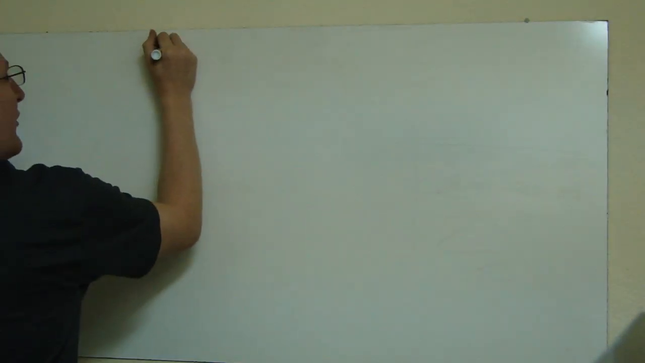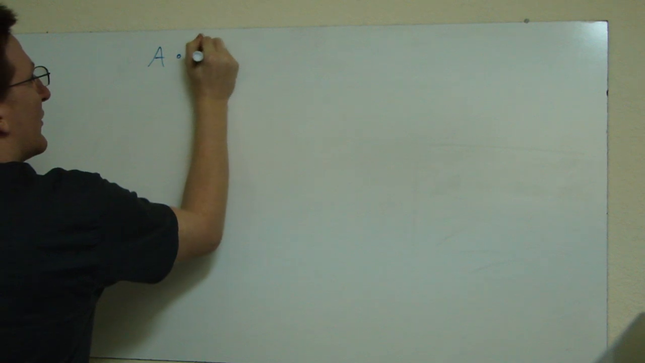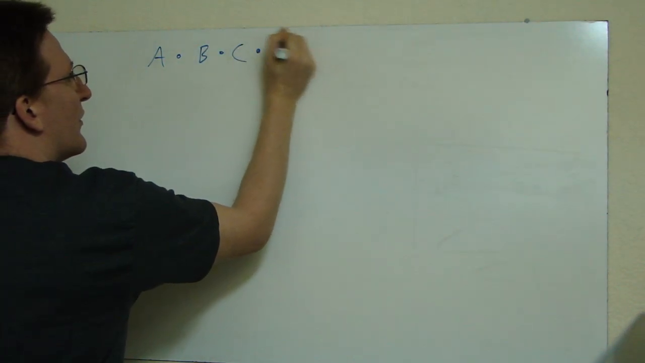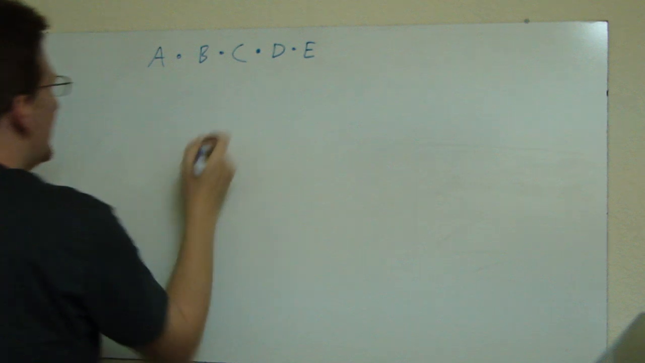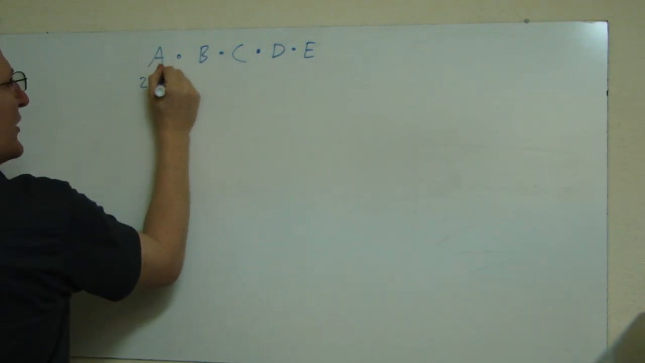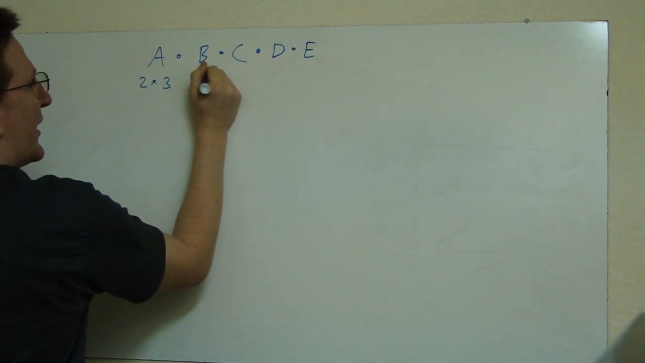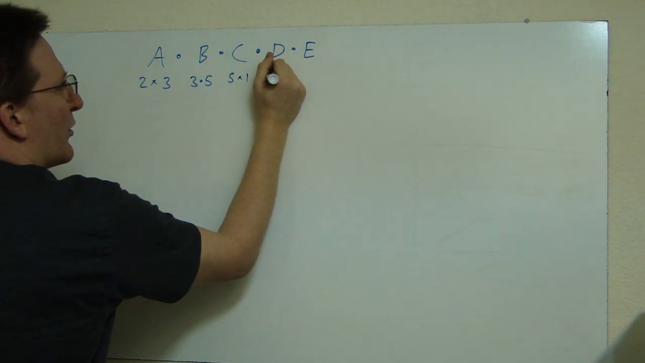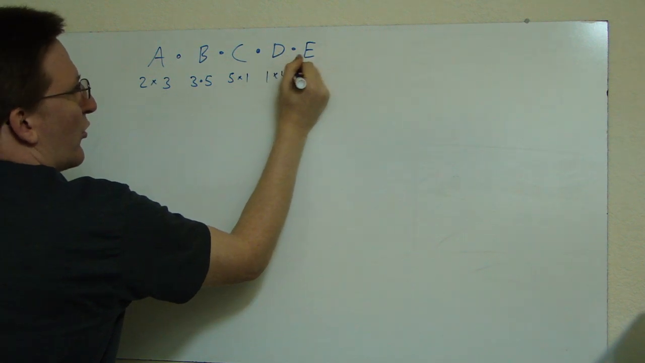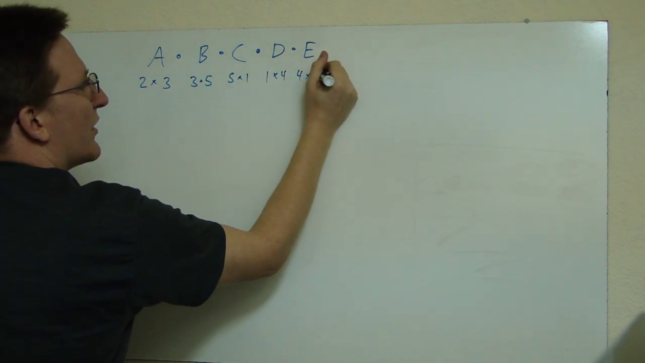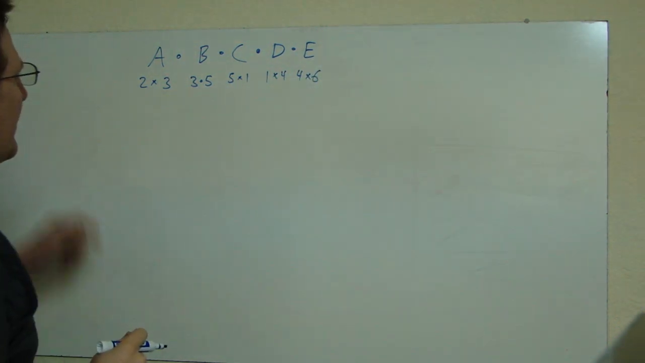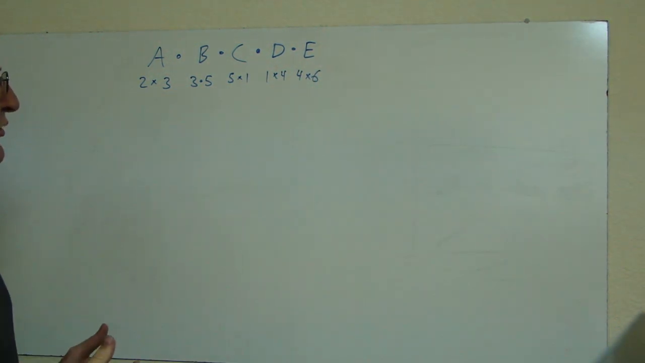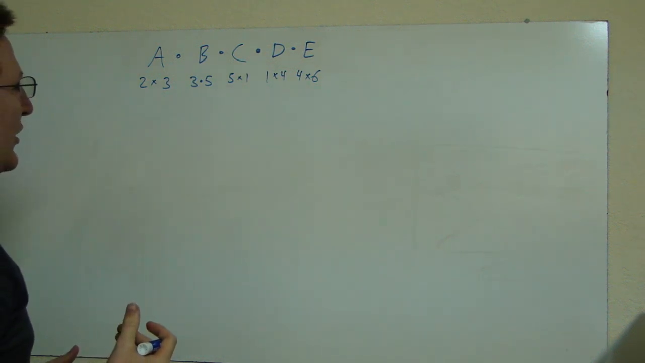So, for matrix chain multiplication, what we are trying to talk about is if you have a set of matrices, maybe you have five of them, and maybe this one is a 2x3, and this one might be a 3x5, and this one might be a 5x1, and this one might be a 1x4, and this one might be a 4x6, we'll say. The question is, what is the best way to order the multiplications that you have to do?